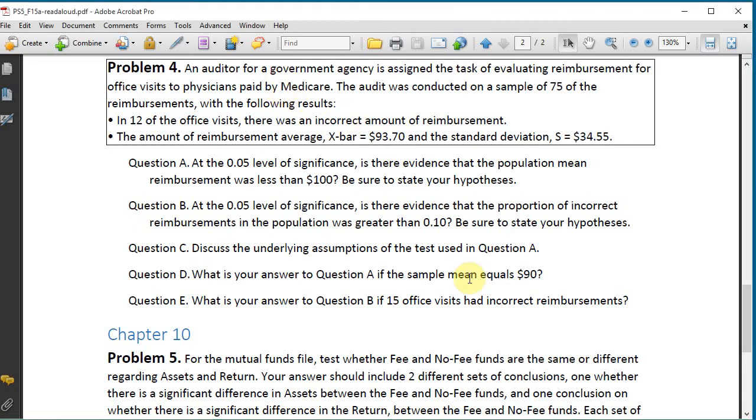Problem 4. An auditor for a government agency is assigned the task of evaluating reimbursement for office visits to physicians paid by Medicare. The audit was conducted on a sample of 75 of the reimbursements, with the following results: in 12 of the office visits, there was an incorrect amount of reimbursement. The amount of reimbursement average, X bar equals $93.70, and the standard deviation, S equals $34.55.